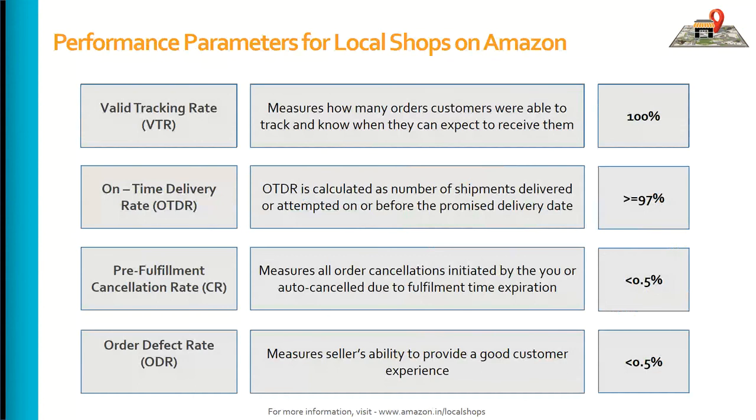The next important metric is OTDR, which is also called on time delivery rate. OTDR is calculated as the number of shipments delivered or attempted on or before the promised delivery date. So dear sellers, it's very important to ensure that customers who order your products on Amazon have a good customer experience, and that is experienced through fast or on time delivery, which is why there is always a promised delivery time. Your target for OTDR is above 97.